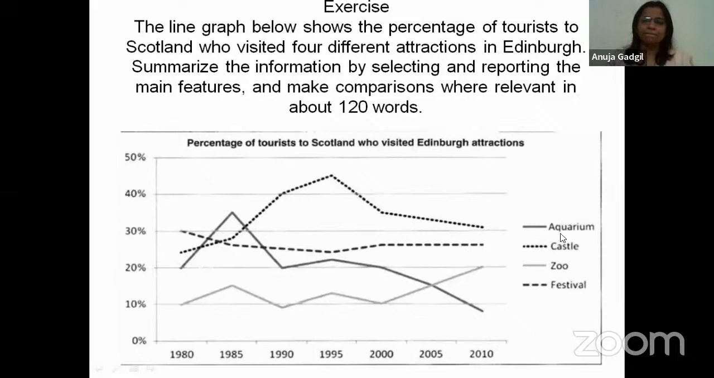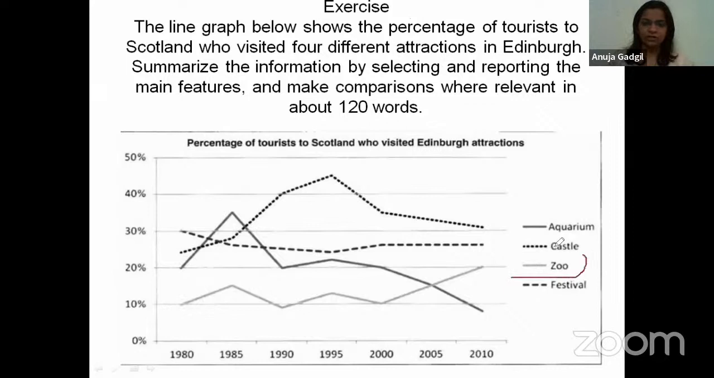So what kind of hobbies, what kind of recreational activities do people like when they visit Scotland? Some people go to the aquarium, some people go to the castle, some people like to go to the zoo, and some people like to attend festivals. So you will check these particular values and you will accordingly develop your paragraph. This is to be done by you. I will just give you an example.